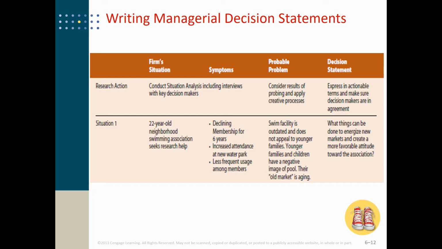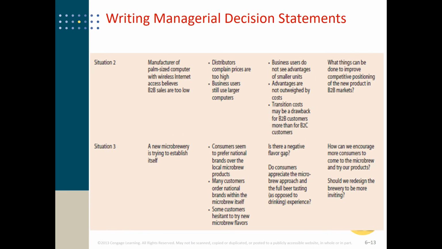If you remember, we discussed in the last video that the decision statement is a key research question the researcher needs to answer. So what is the key research question here? What things can be done to energize new markets and create a more favorable attitude toward the association? That's the key research question. Now, once this decision statement is written, the next stage is to write down a very clear research objective. I have put some more situations. If you manage some time, you can go through them. That will give you some practice.